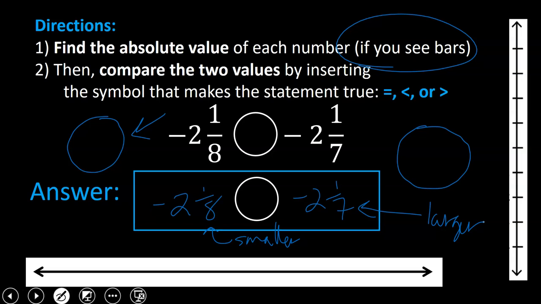So I'm going to go up here and I'm going to call this 0, and I'm going to say that this is about negative 2 and 1/8, because remember the 1/8 is smaller, so negative 2 and 1/8 is not as far from 0, and then negative 2 and 1/7 is a little bit further from 0. So maybe this would be about here, and this would be just below that. And so if you think about it, negative 2 and 1/8 is closer to 0. It's higher up on the number line, so it is greater than the negative 2 and 1/7.